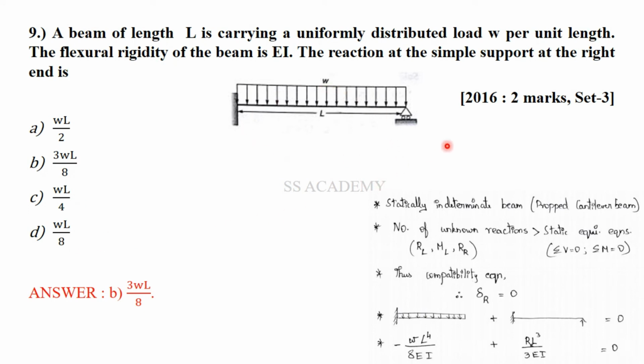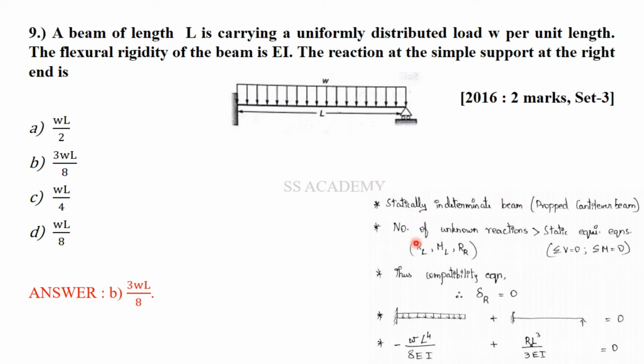Such propped cantilever beams are generally statically indeterminate. What does statical indeterminacy mean? When the number of unknown reactions is greater than the number of static equilibrium equations, such a beam is referred to as a statically indeterminate beam.